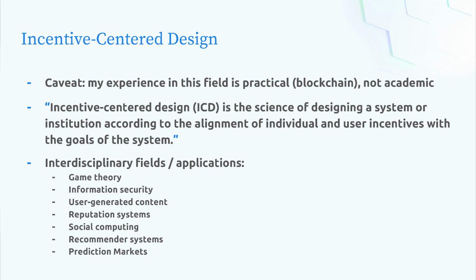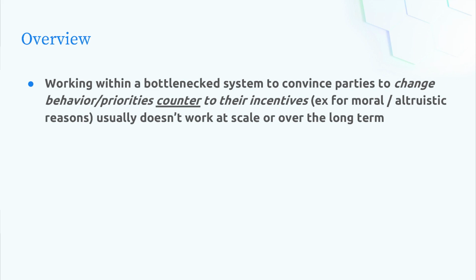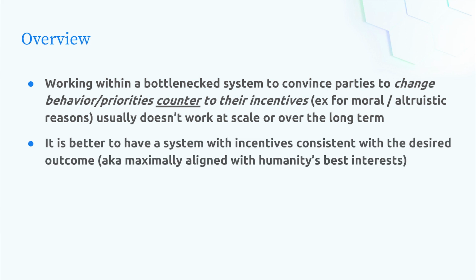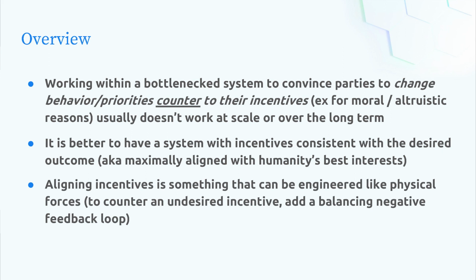We've talked about it in a lot of conversations over the past day. So, a quick overview of what I'm talking about. Working within a system to try and counter incentives by telling people they shouldn't want what they're incentivized to want doesn't work very well. What works a lot better is to have incentives that are consistent with the goals of the parties in the system, and to engineer those incentives in order to counter and balance undesirable incentives to make everyone move in the direction that is best overall.